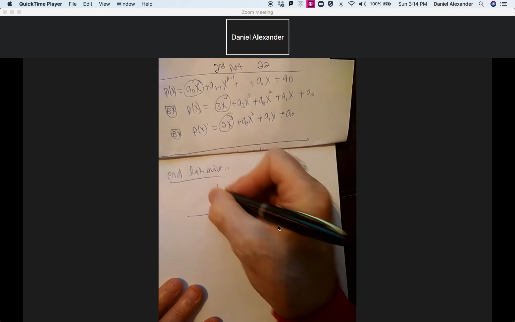Okay. So, and then if I look at a positive number, let's say 1,000, I'm going to test it for 3x to the 4th. That's going to be 3 times 1,000 to the 4th, and that's going to also be a very big positive. So that means the graph is going to end here. So it's going to start here and end here.